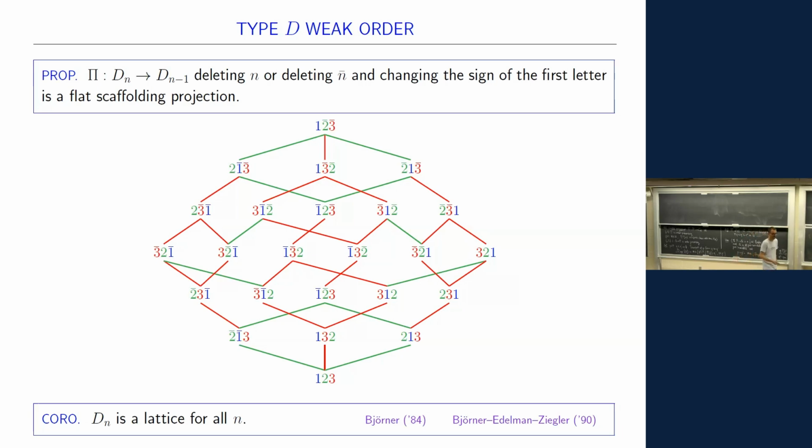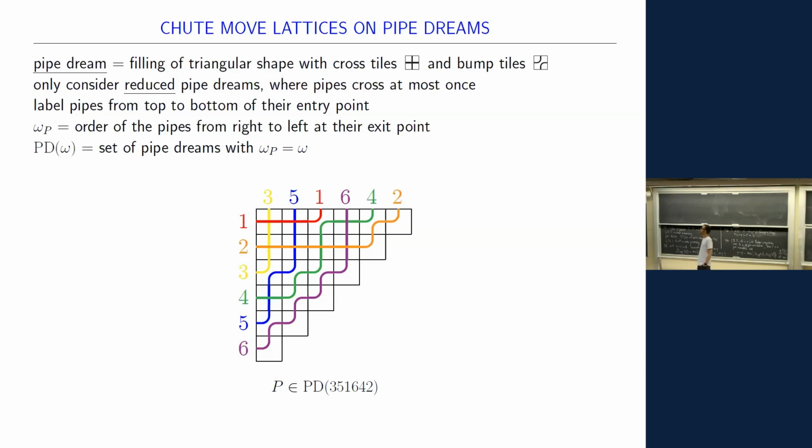It's maybe not the best proof for the end, but it's good to play it. Okay, so now why did I really want these scaffolding projections? Because of this shoot move lattice on pipe dreams. We have seen pipe dreams a lot during the week.